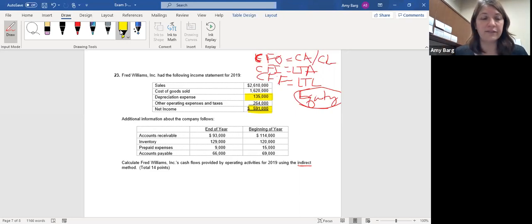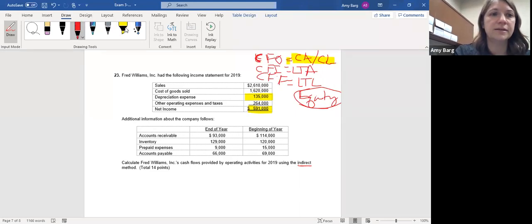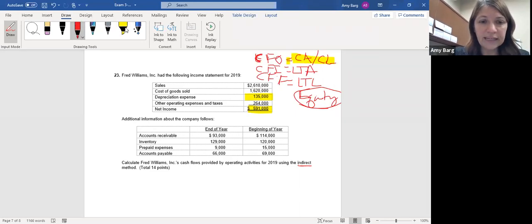And then the other thing that we have to do, because this is the cash flow from operating activities, is track our current assets and our current liabilities, right? It gives us this information down here, and we need to figure out the change in our current assets and the change in our current liabilities. So accounts receivable started the year at 114,000 and it ended the year at 93,000. So that means that there was a decrease of $21,000.